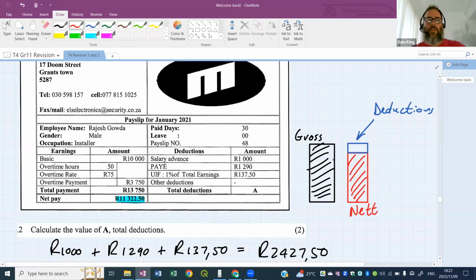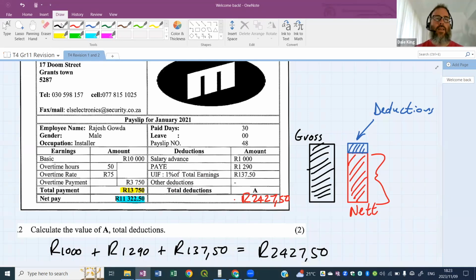All right. So gross is everything. Then they take a piece off for deductions, and what's left behind is net. The gross we can see here is 13,750, and we know that our total deductions, I'll write it over here, is 2,427.50. So 13,750 minus 2,427.50 should give us 11,322.50.